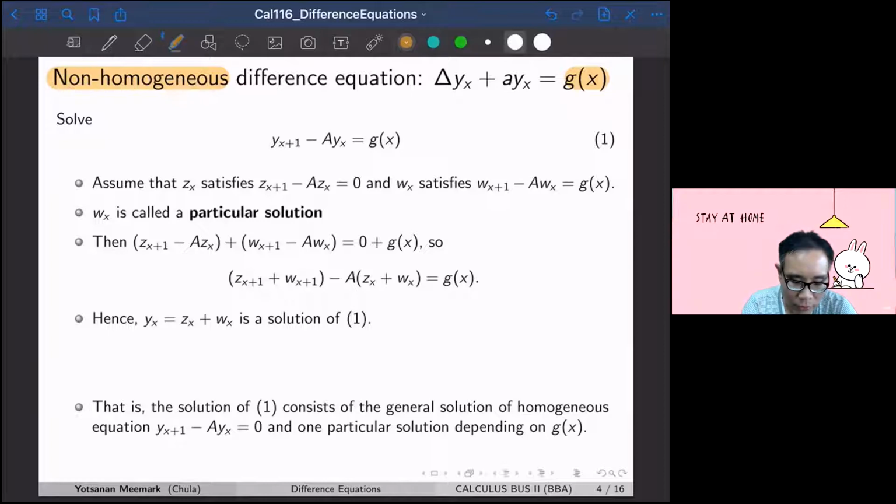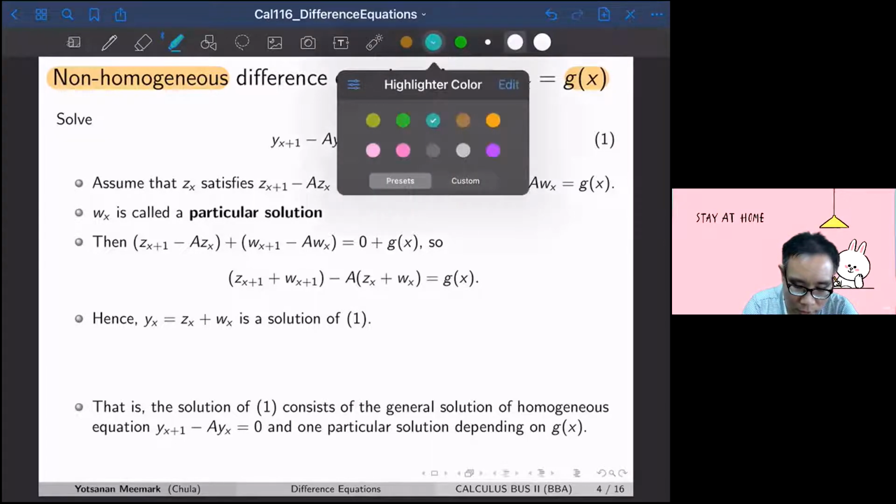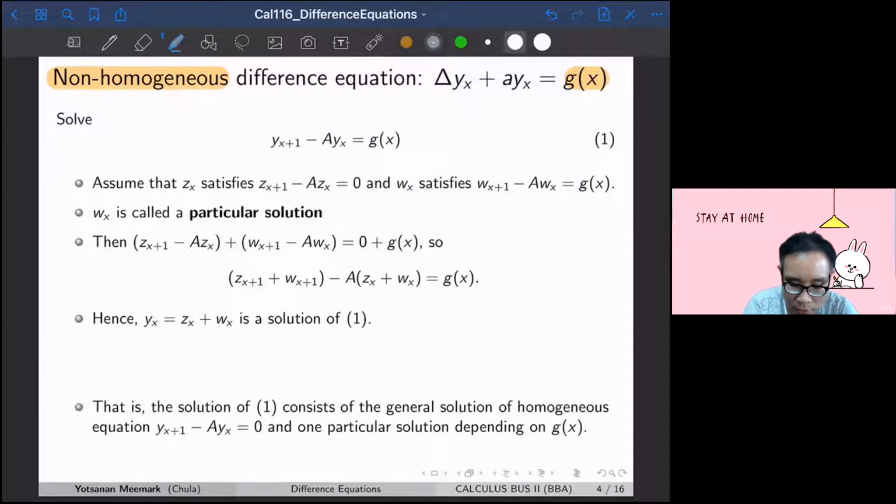We are able to write the first order equation in terms of y(x+1) minus a y(x), where a turns out to be a constant. And you have g(x). The way to obtain the solution for the non-homogeneous one turns out to be that you're going to solve for the homogeneous one.